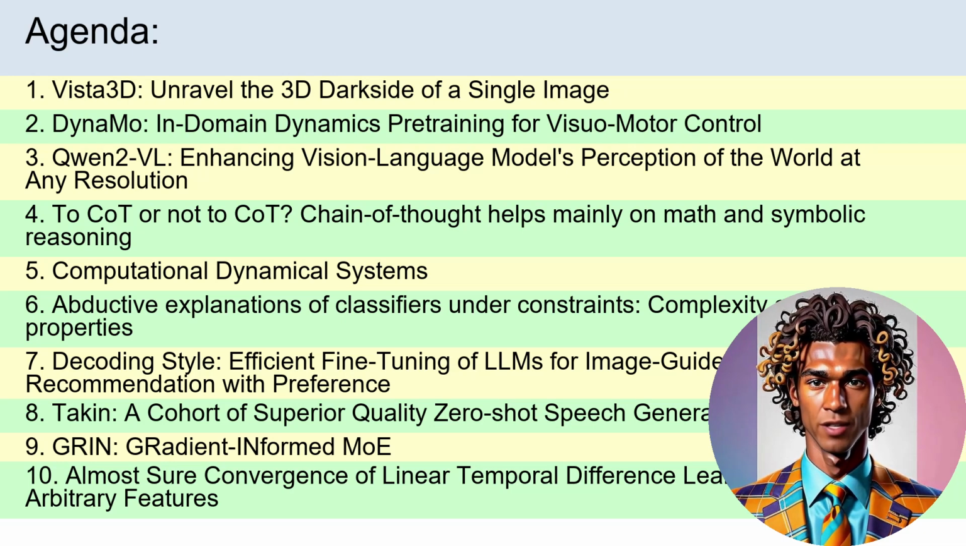From robots learning to mimic human actions, to new ways to understand and explain the decisions made by complex AI systems, this week has seen some incredible advancements. We'll be discussing cutting-edge breakthroughs in areas like 3D modeling, natural language processing, and reinforcement learning. Buckle up, it's going to be a wild ride.